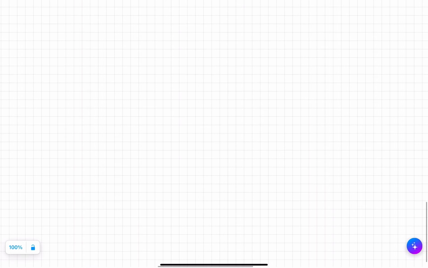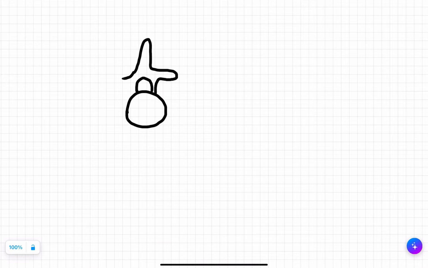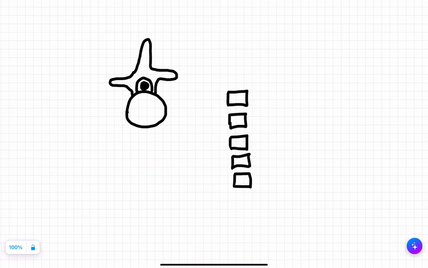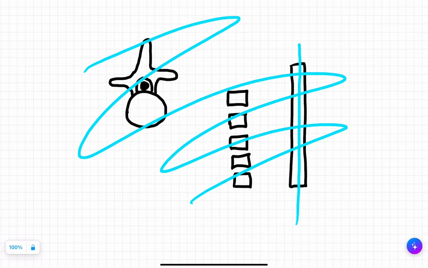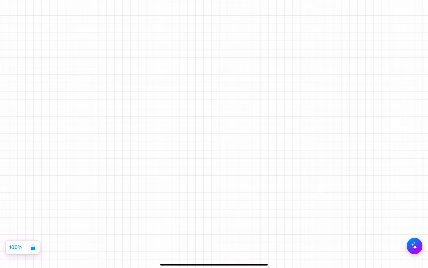Now, your spinal cord is protected by your vertebrae. So if this is your vertebra, this is the central column, the spinous process, and your transverse process. If you arrange the central columns of many of the vertebrae, they will form a canal-like structure that is known as the spinal canal. And in this spinal canal, your spinal cord is present. Got it? So let's draw our spinal cord.